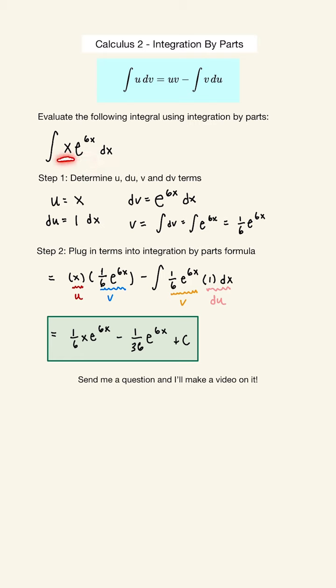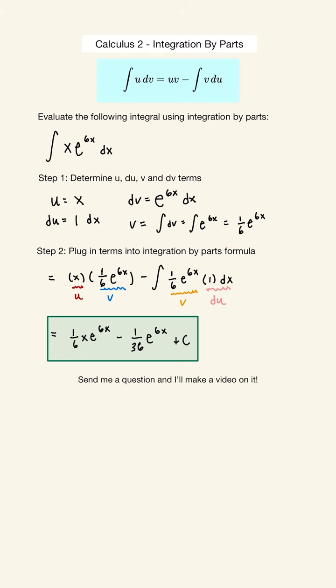So we'll go ahead and select x for our u term, where we have u is equal to x, and that means our dv term will be the remaining portion of our expression, or e to the 6x dx. And so now we can go ahead and find the rest of our terms by taking the derivative of u. So we'll have du is equal to 1 dx. And we can determine v by taking the integral of dv. So we'll have the integral of e to the 6x, which is 1 divided by 6 e to the 6x.